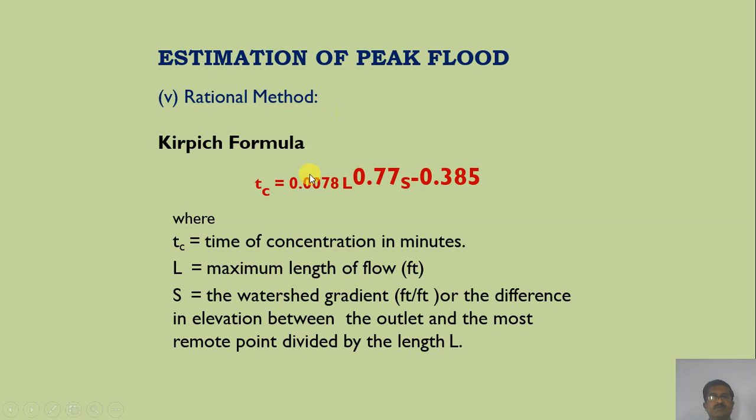For estimation of peak flood, the Kirpich formula is used, which is TC is equal to 0.0078 L raised to 0.77, S raised to minus 0.385, where TC is the time of concentration in minutes, L is the maximum length of flow in feet, and S is the watershed gradient in feet per feet, or the difference in elevation between the outlet and the most remote point divided by the length L.